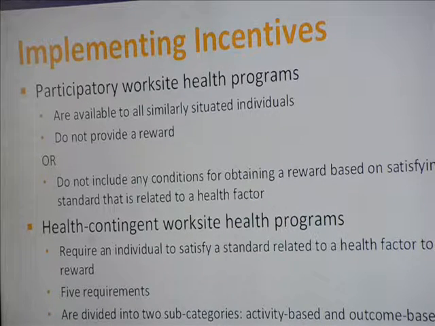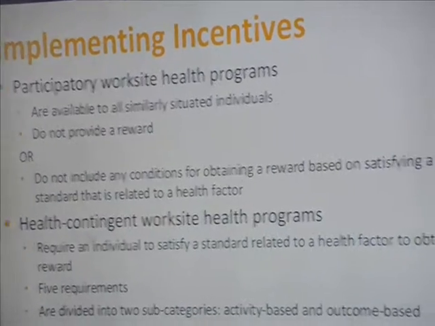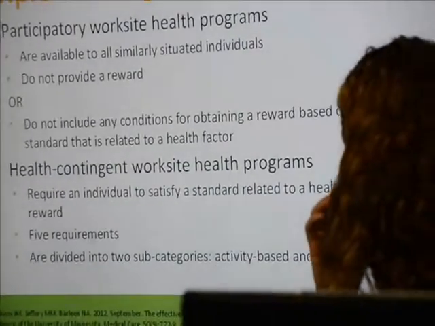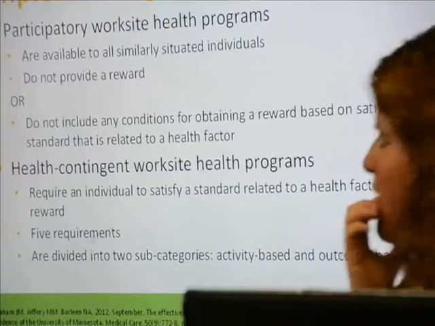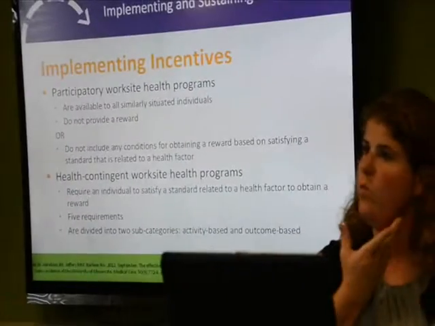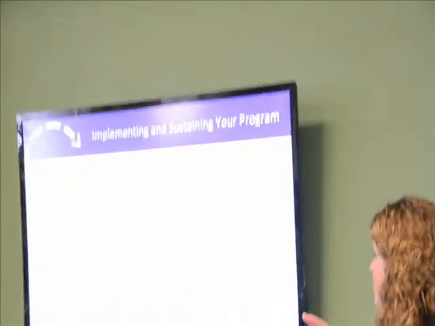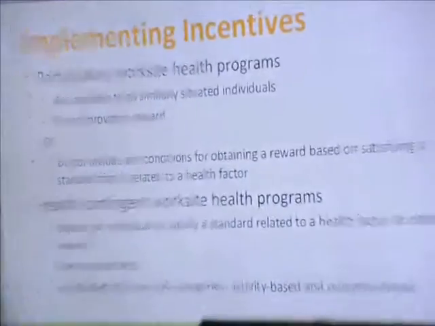Health contingent programs require an individual to satisfy a standard related to a health factor to obtain a reward. Does anybody want to give me an example of a health contingent worksite health program? We talked about a couple of them. And that could be weight loss, reduce your BMI. Get your physical. Absolutely. Quit smoking. Quit smoking, that's right. So they're also divided into two subcategories. It's important to note, activity-based and outcome-based.